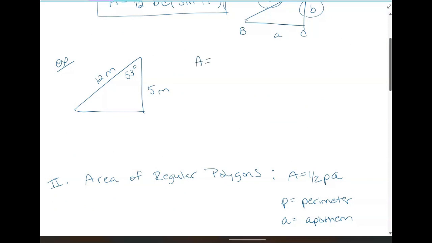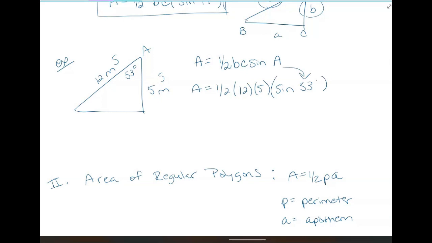So if we have area equals 1/2 BC sine A, then in this example, we have this side, the included angle, and a side. So I know that I can use this special formula, and we're just going to plug in. B and C are the side lengths, and because this is multiplication, order doesn't matter, so it doesn't matter which one you grab first. And then the sine of the angle measure. Just know that the value that goes in here is the included angle.